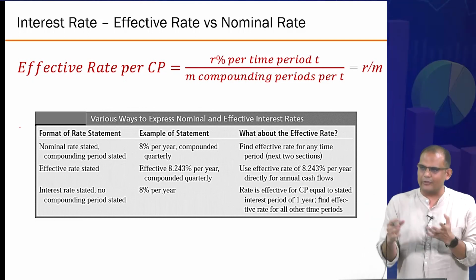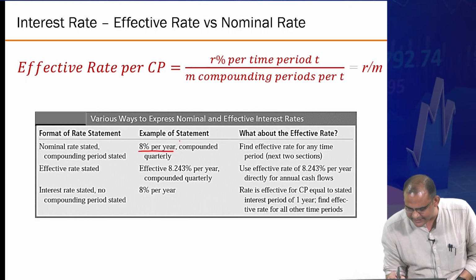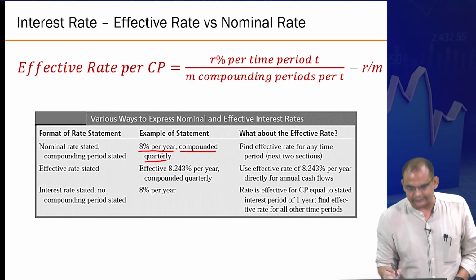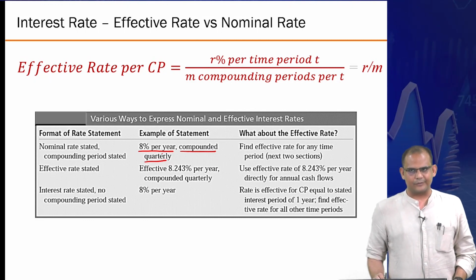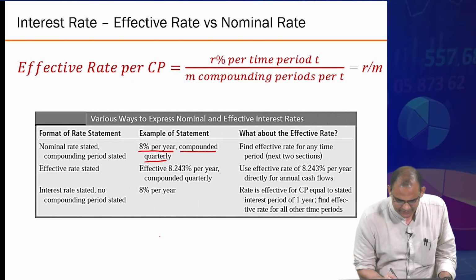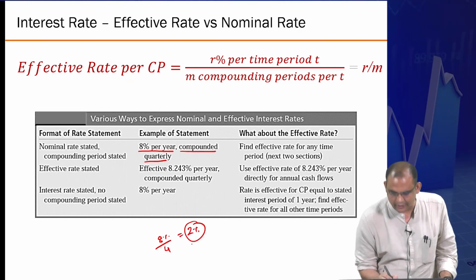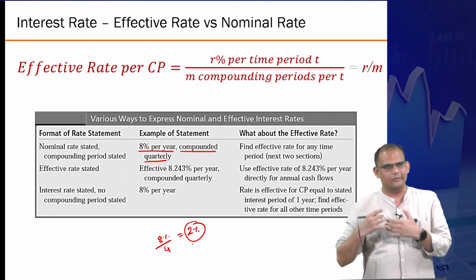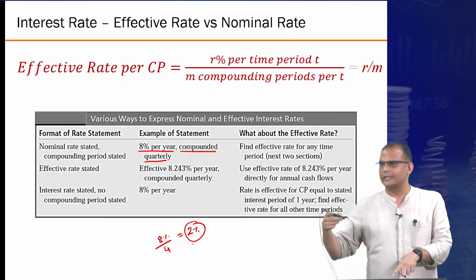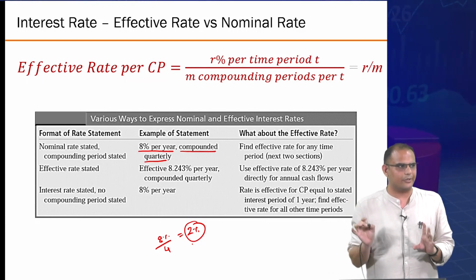Now, how will you use this information? Suppose I give you 8% per year and this rate is getting compounded quarterly. If you want to use it for a quarterly transaction, you divide this by 4, and this is the rate you can use for a quarterly transaction. For any other transaction, you need to convert this 2% to an equivalent rate, which we will tell you how to find, and that will be the rate that you need to use.